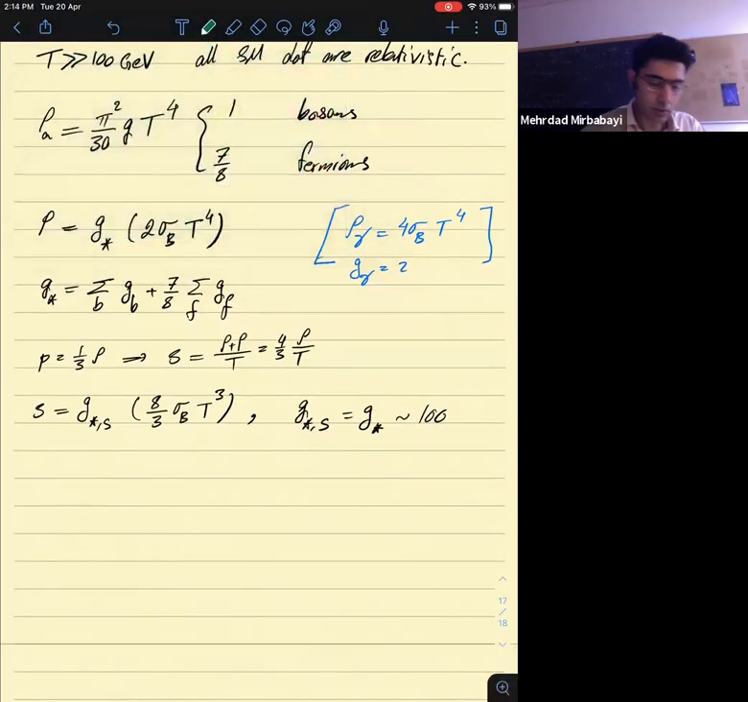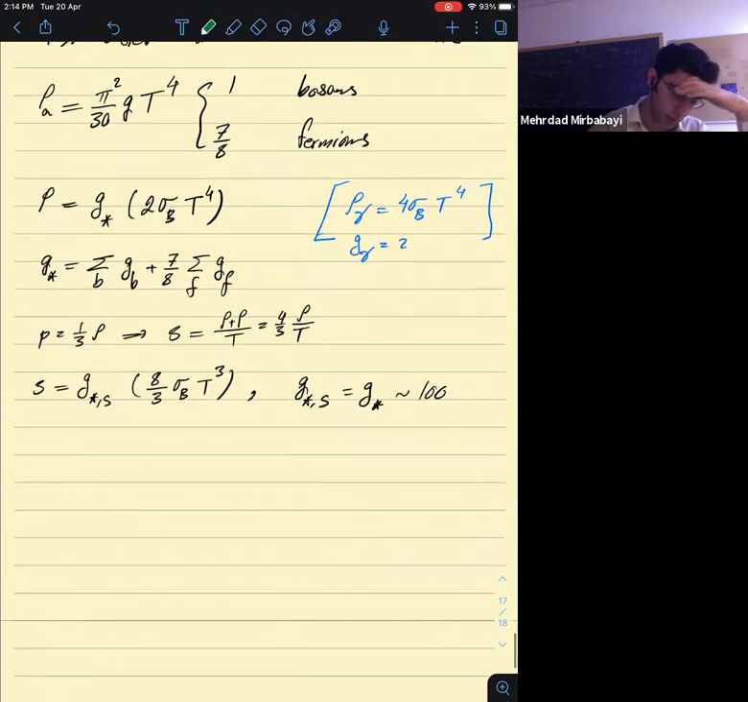As the temperature decreases, various standard model degrees of freedom change, and various things happen. In particular, the standard model particles have masses, at least below the electroweak phase transition. And then as the temperature goes down, they become non-relativistic when the temperature becomes much less than their mass. So the first particle that becomes non-relativistic is the top quark, which is the heaviest in the standard model.